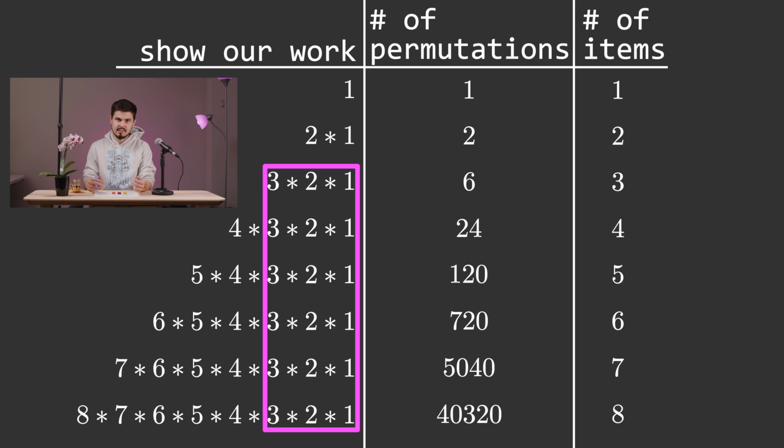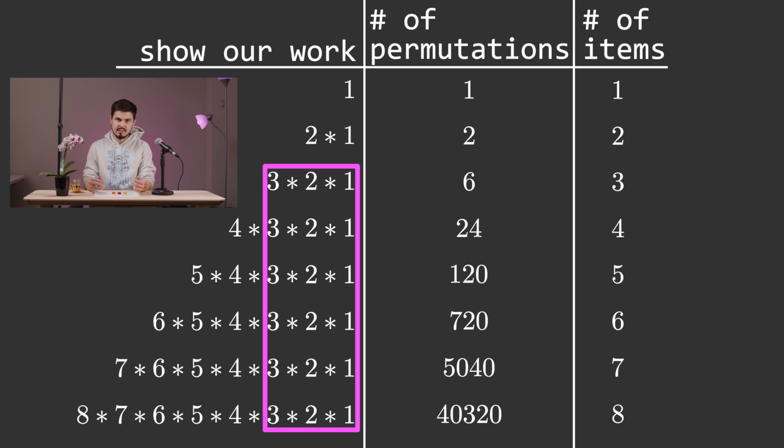Say we already did the work to figure out the number of permutations for a set of 7 items. It would be really great if we could avoid doing that work when figuring out the number of permutations for a set of 8 items. And we can. We can multiply 5,040 by 8 to get 40,320.